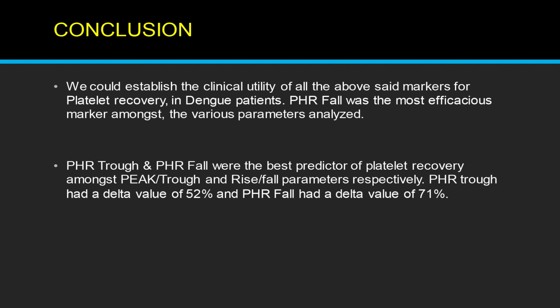PHR trough and PHR fall were the best predictors of platelet recovery amongst the peak, trough, and rise, fall parameters respectively. PHR trough had a delta value of 52% and PHR fall had a delta value of 71%. So even if you look at not jumps and falls, but just at peaks and troughs, PHR is the best predictive marker of platelet recovery amongst all the plethora of markers available.